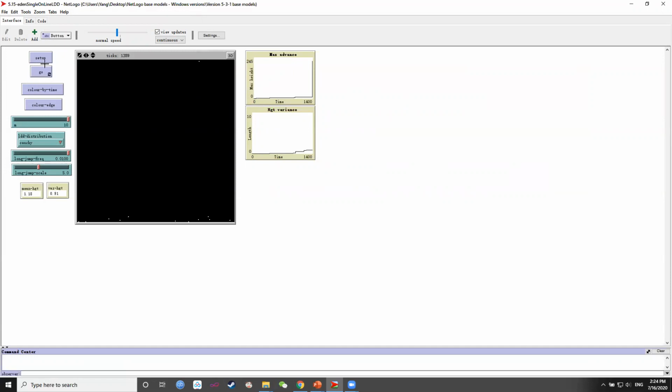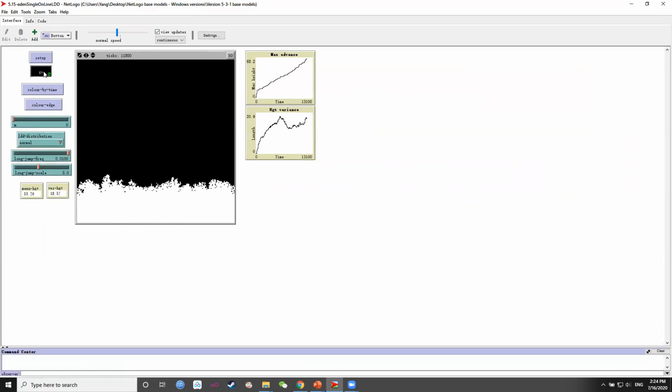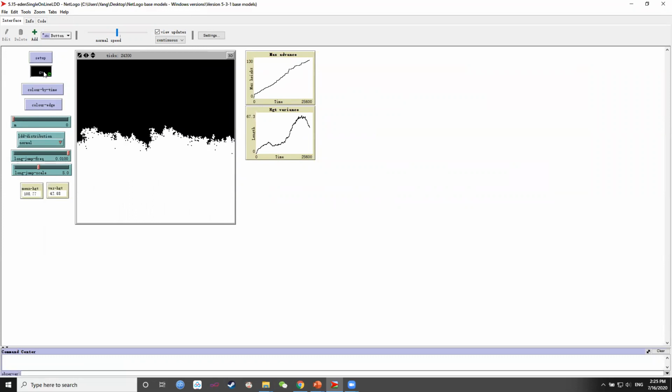Okay, it's too much, I think. Let me change this to 1. Okay, here is the result. It's still not too obvious. Let me try normal distribution. Revisit time 0. Okay, now it's very obvious, right?